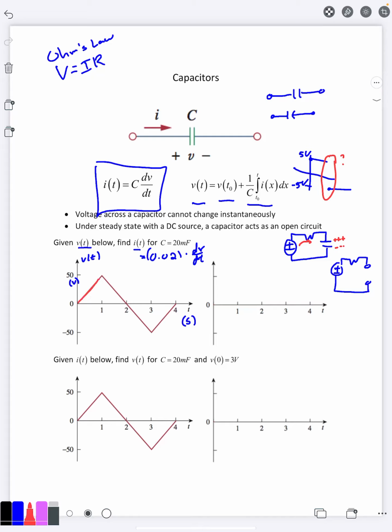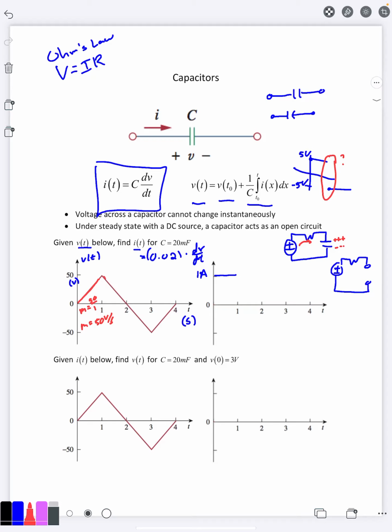So for this first part here, if I take my slope, the change in y is 50, the change in x is 1. So my slope here would be 50 volts per second. If you multiply that times the 20 millifarads, right, C times that, we will get the value of the current there, which is going to be 1. So it starts out where the current is going to be at 1 amp.